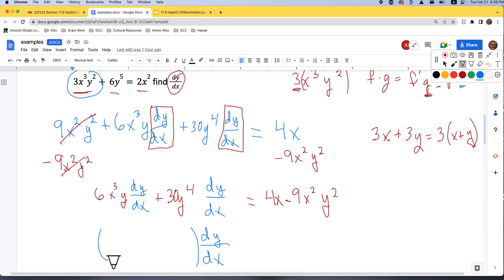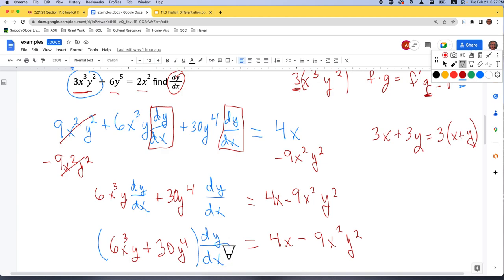If I factor it out of those two terms, what's left? Well, 6x cubed y plus 30y to the fourth. And on this side, we didn't do anything, so it's still 4x minus 9x squared y squared. This is the major step. We're going to factor it out, to undistribute it, and now what do we have? We have 1 dy dx. This is a major accomplishment.